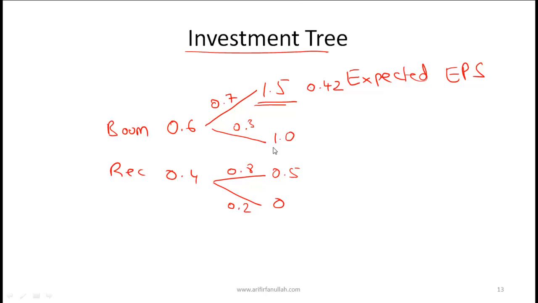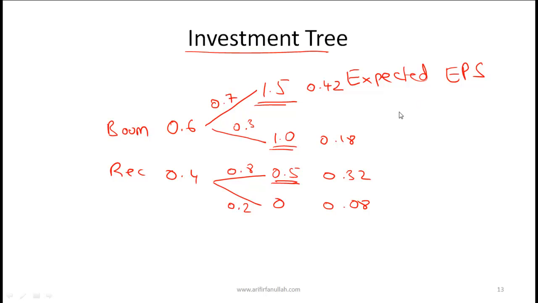The probability of EPS being 1.0 would be 0.6 times 0.3, which is 0.18. The probability of EPS of 0.5 would be 0.4 times 0.8, which is 0.32. And the probability of EPS 0 would be 0.4 times 0.2, which is 0.08.